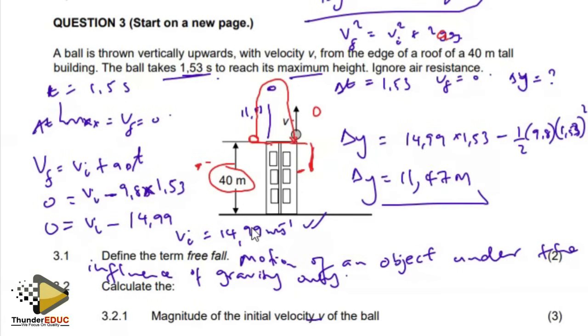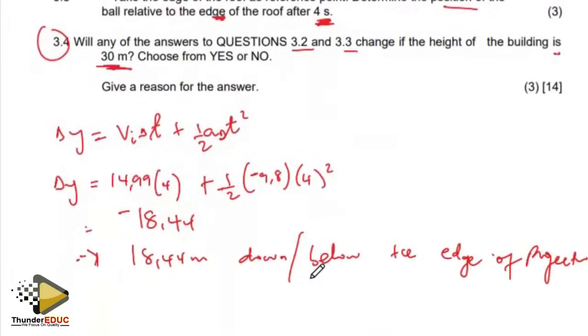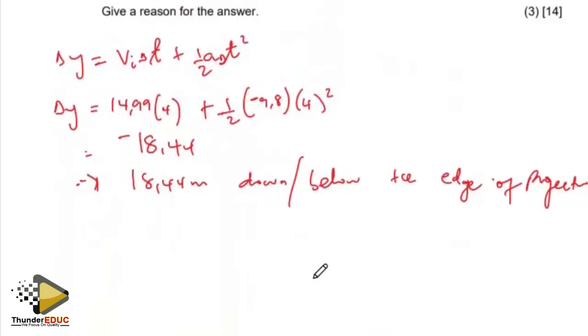on the maximum height that the ball must reach, there's not going to be a change. Because remember, we are ignoring air resistance. If air resistance was there, then we would say that, yes, it might have a change. But since air resistance is excluded, our answer is going to be a big no. Okay, it's a no. And what is the reason?